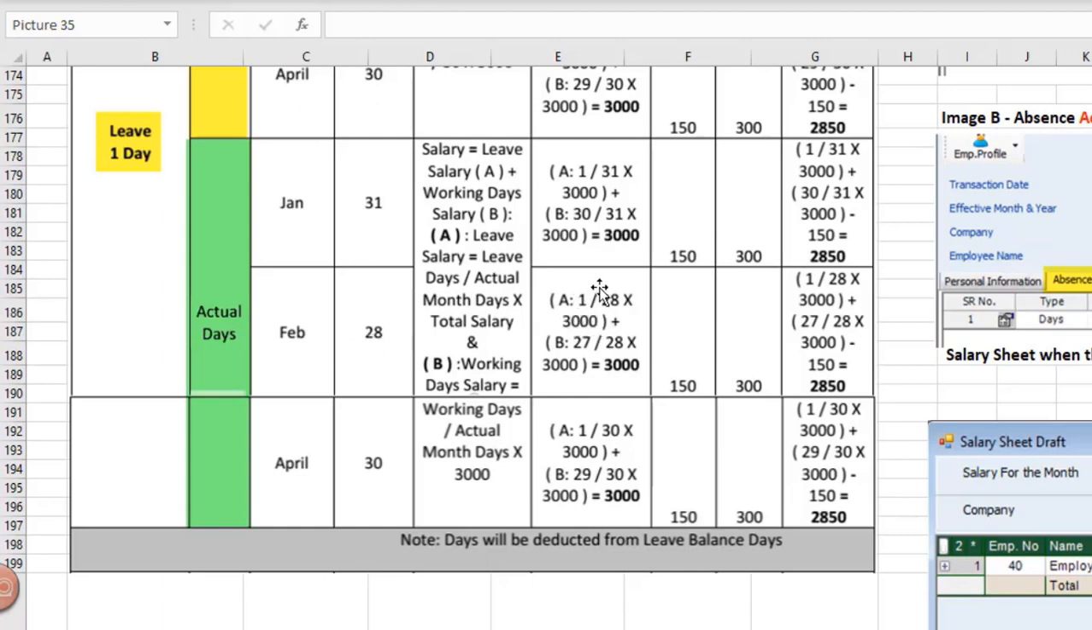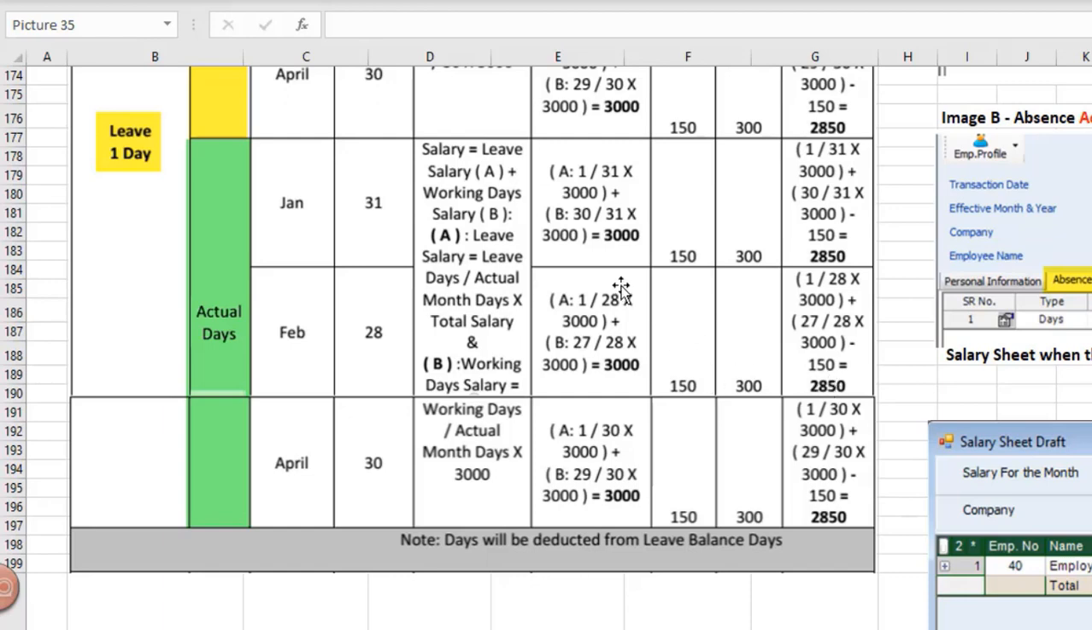This is part A. Part B is 27, because the total number of days of the month is 28 minus 1 day of leave, which gives us 27, divided by the total number of days of February, which is 28, multiplied by the salary, which is 3,000, which also gives us 3,000 right here. If we minus the 150 pension, it will give us this.